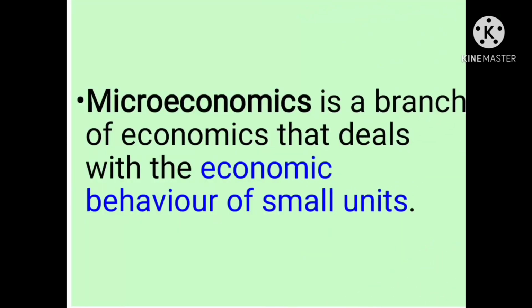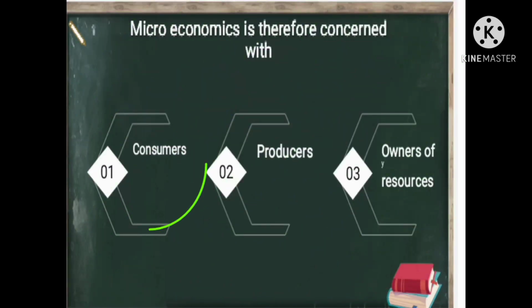Microeconomics is a branch of economics that deals with the economic behavior of smaller units. The small units in the economy, how do they behave in respect to a number of economic variables? The economic units being the consumers, the producers, and owners of resources, how the consumers behave in response to a number of variables, e.g., changes in the prices, changes in his income. How does he consume and when does he consume?